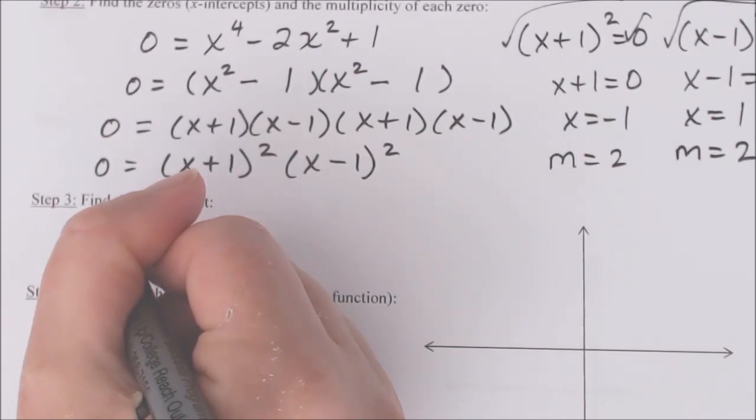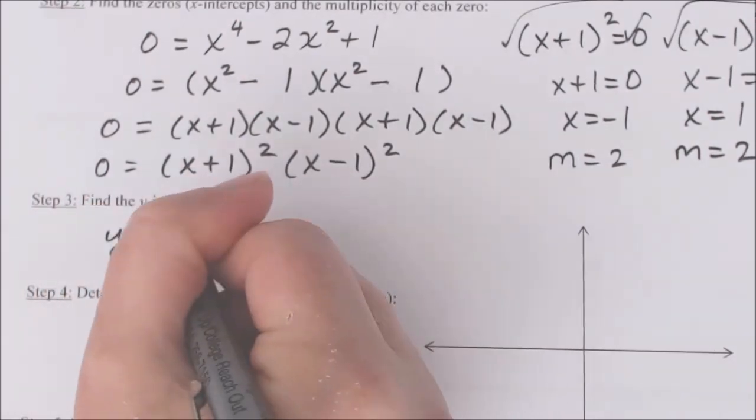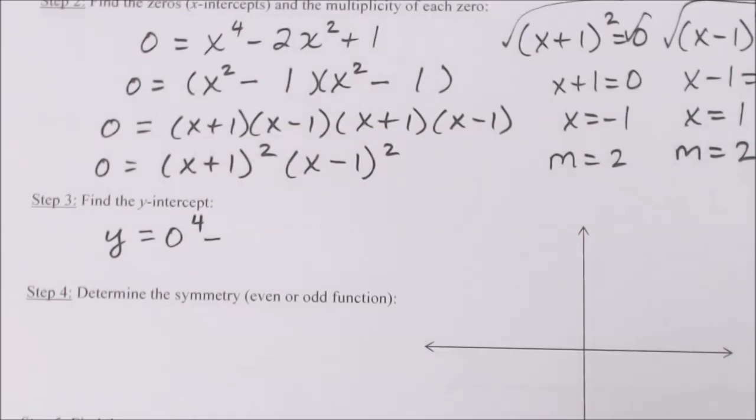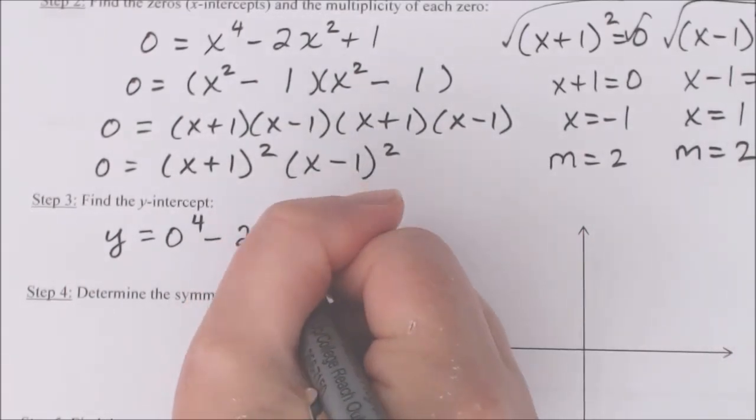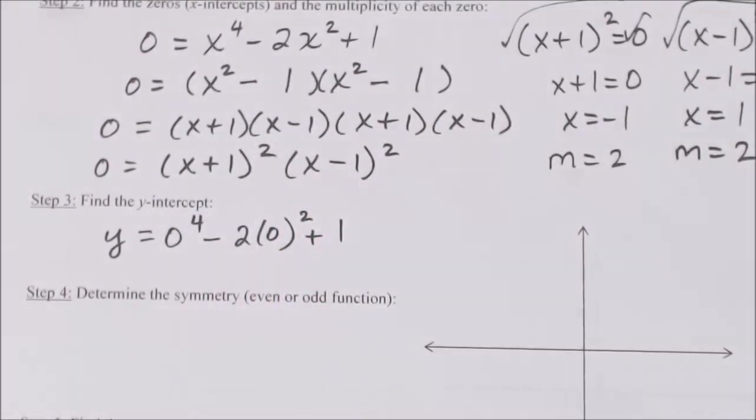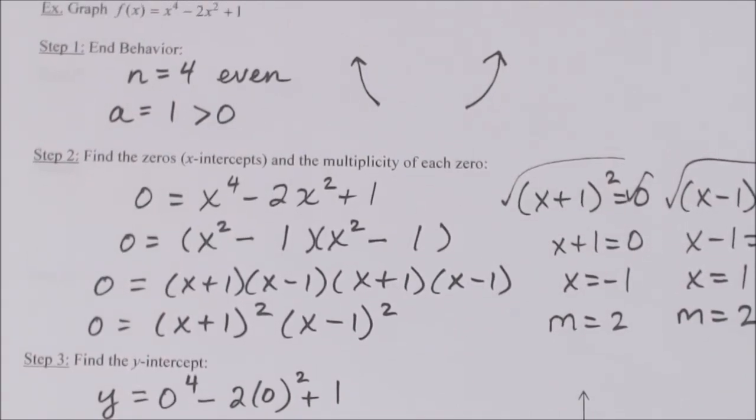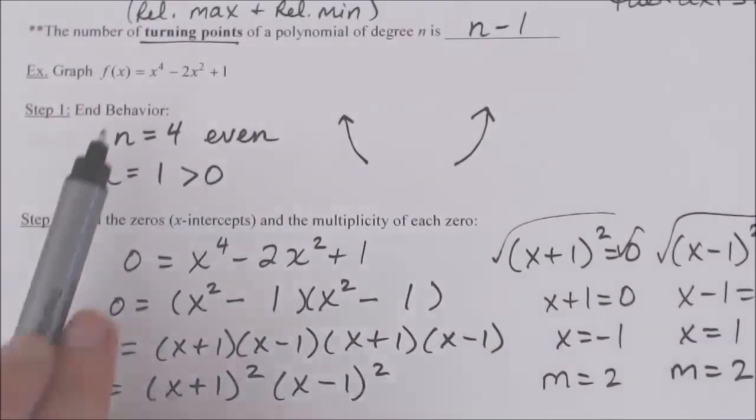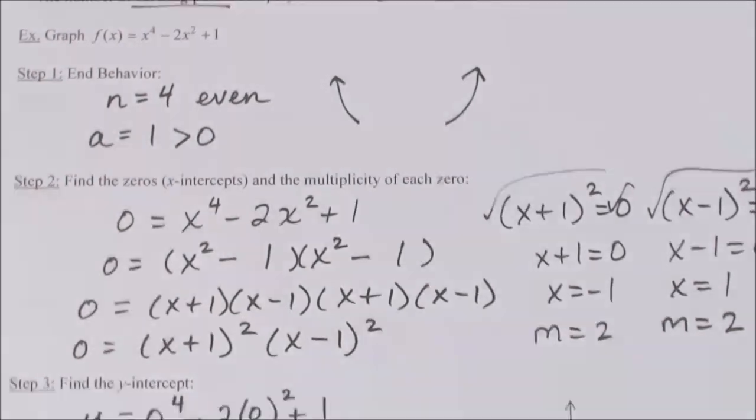I'm going to rewrite, instead of f of x, I'm going to write it as a y. So we have y equals 0 to the 4th minus 2 times 0 squared plus 1. Make sure you see where I'm getting this from. This is the original polynomial. I've just replaced the x's with zeros.